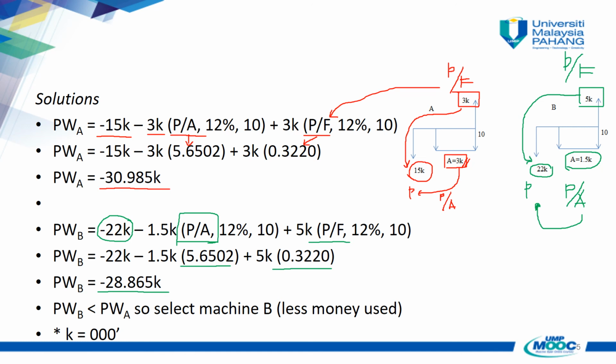We compare the present worth of B and A, and we will see that B cost is lesser compared to A cost. So we select machinery B because it will use less money to acquire the machinery. Okay, thank you very much.